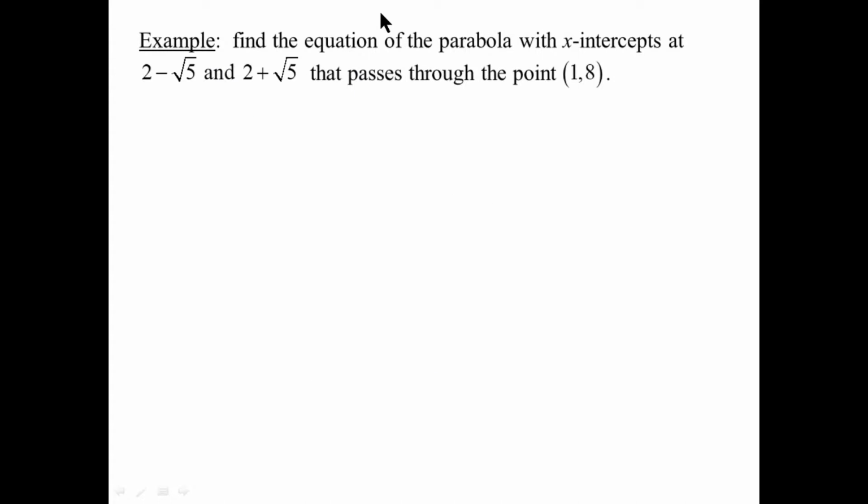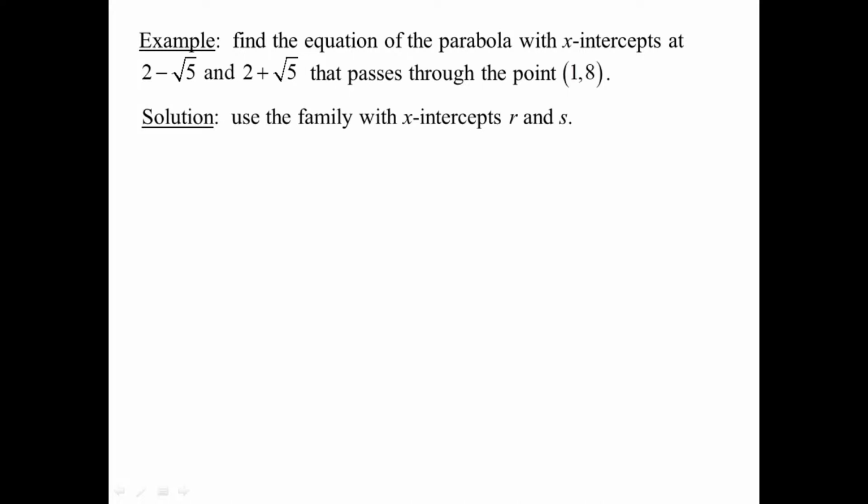A final example: find the equation of a parabola with given x-intercepts. Now these are x-intercepts that are compound in nature, meaning there's more than one term in them. 2 minus root 5 is a single x-intercept, and 2 plus root 5 is a single x-intercept. It just has two terms. It's called a compound coordinate. And this parabola has to pass through a given point, say (1, 8).